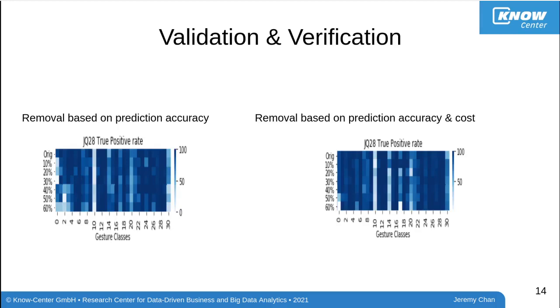We verify the effect of removal by comparing the metrics with an original baseline. Here we compare models that focused on classification accuracy, the heat map on the left, and models that focused on cost effectiveness, the heat map on the right. On the heat map, it depicts the true positive rates for the same participants. The x-axis consists of 31 gesture classes, and on the y-axis, they are the different true positive rates from the baseline model as well as the models with different percentage of removal. Here we can see that as more sensors are removed, especially after 40%, the performance of the model also diminishes. This effect is more visible from the model that focuses on prediction accuracy, which is the heat map on the left.